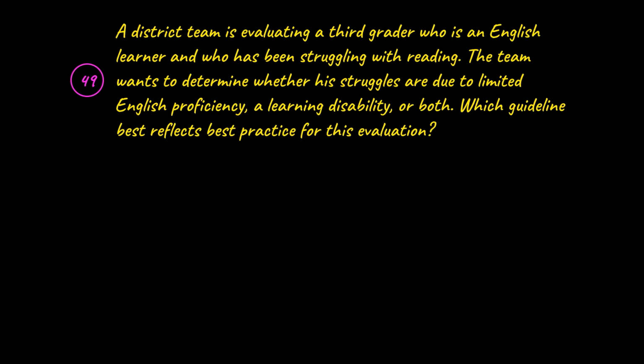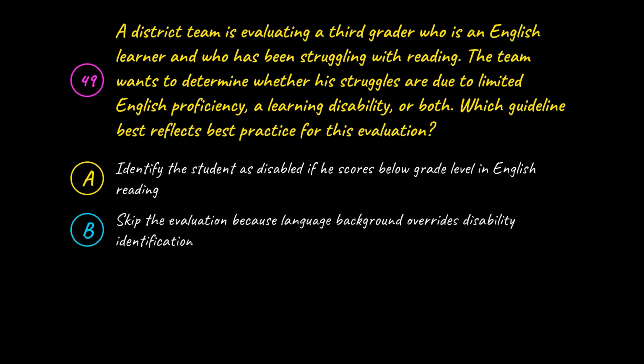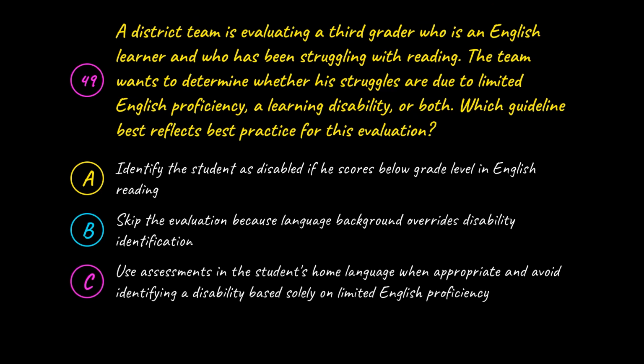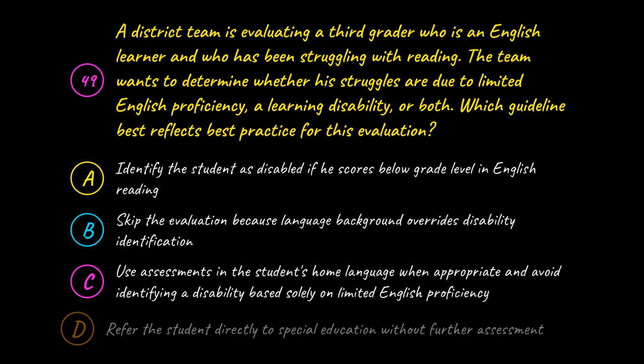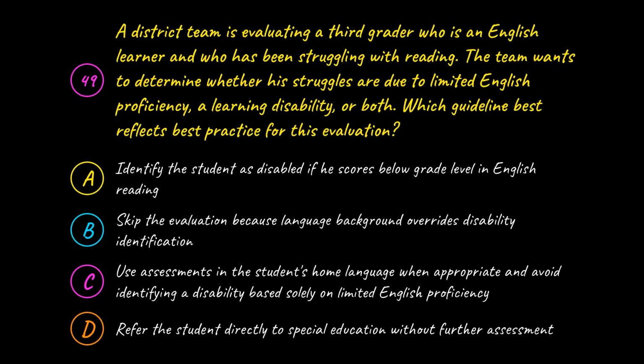Your options are: A. Identify the student as disabled if he scores below grade level in English reading. B. Skip the evaluation because language background overrides disability identification. C. Use assessments in the student's home language when appropriate and avoid identifying a disability based solely on limited English proficiency. D. Refer the student directly to special education without further assessment. Which one is it? Pause the video if you need more time.